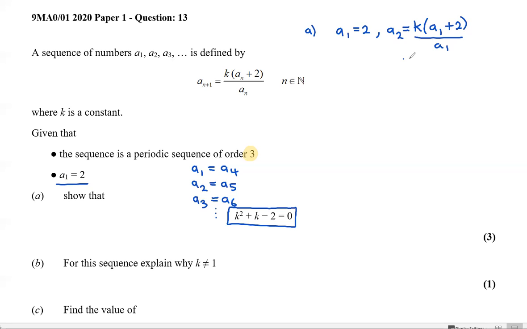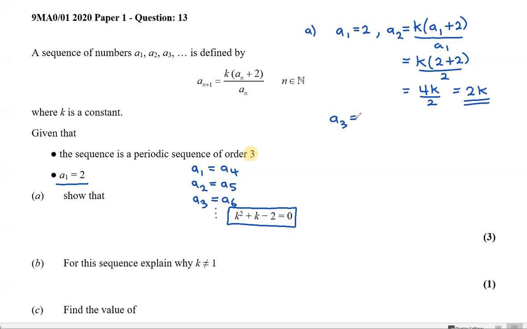Subbing in the A1, then we're going to get k multiplied by 2 plus 2 all over 2, which is equal to 4k over 2, which is equal to 2k. So we've now expressed our second term in terms of k. Okay, so that's good. So we've got the first 2 terms. Now we also need to find the next term. So let's find A3, see what goes on there, because remember the first 3 terms are different.